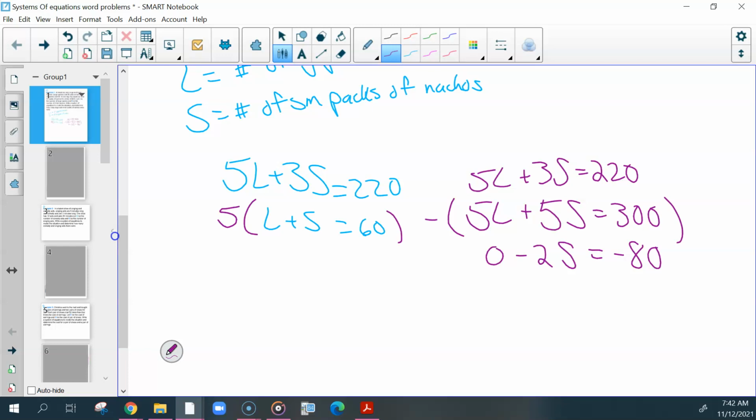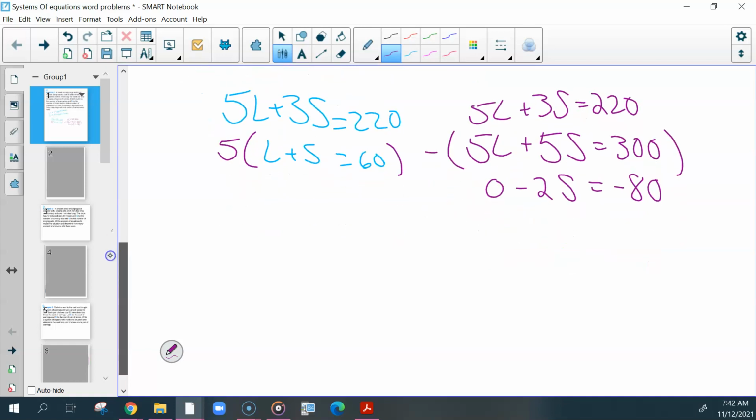As I mentioned last class, be careful with your negatives, because in these word problems you should not end up with negative numbers. So if you did, there's something wrong there. I can divide both of these by negative 2 and get my answer for S. And then I can put this back in and find my answer for L.